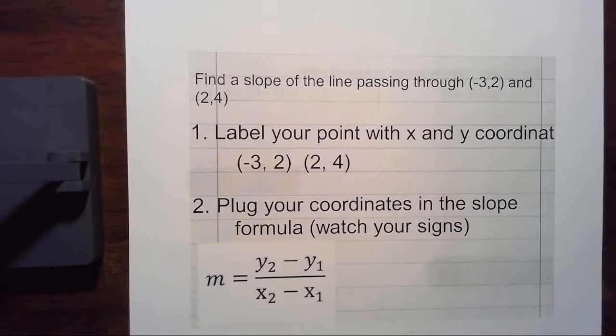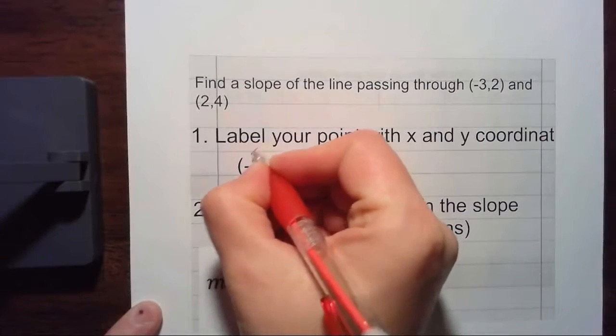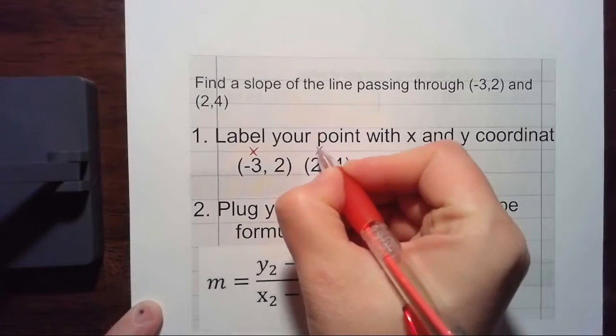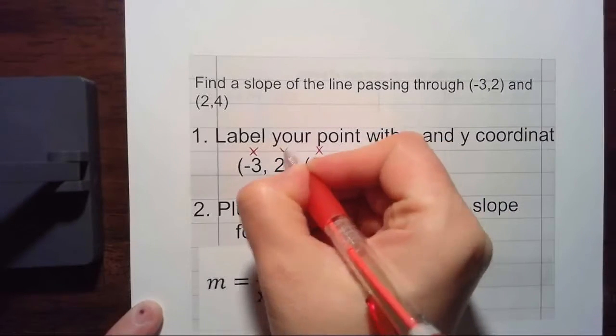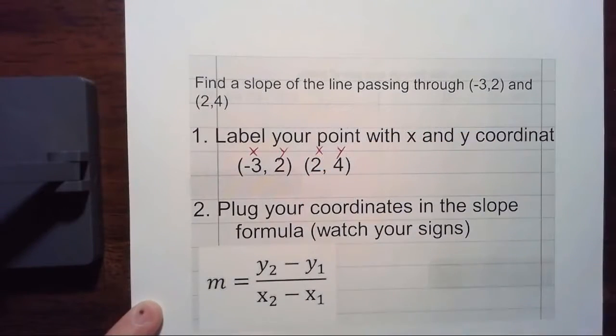First thing, you label your points with x and y coordinates. Some of you had a question, how do I know which one is x, which one is y? Well, x is always the first one, always the first number within my parentheses. So both of them, the -3 and 2, are my x's. And 2 and 4 are my y's. But if I have x and y, I don't know which point is which.